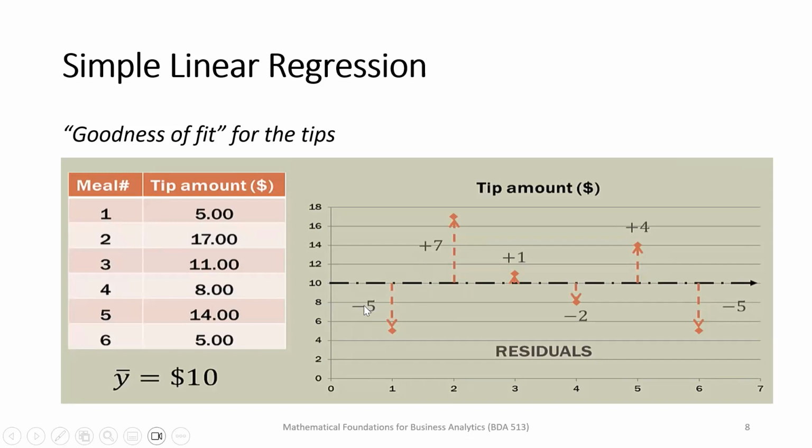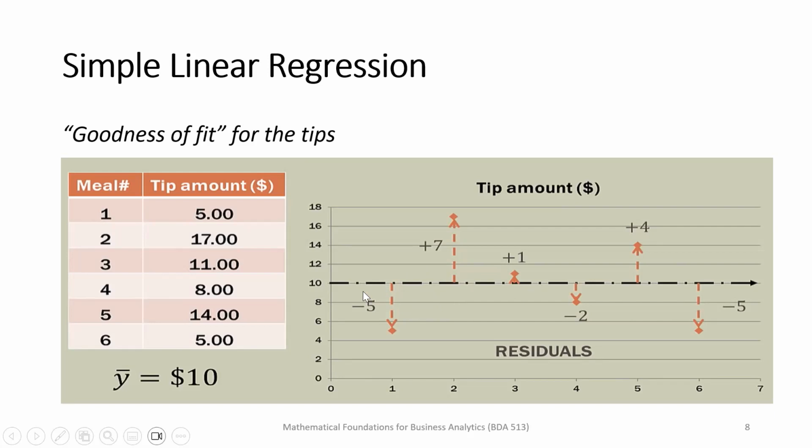So the first one, the mean was 10. So you see the first tip amount was 5. Therefore, it was way off by 5, less than the mean, so that's -5, okay? The second tip was above the mean by 7. So here we have +7 and so forth, okay? These are what we call residuals. So basically, it's the difference between the predicted amount and also the observed amount, all right.